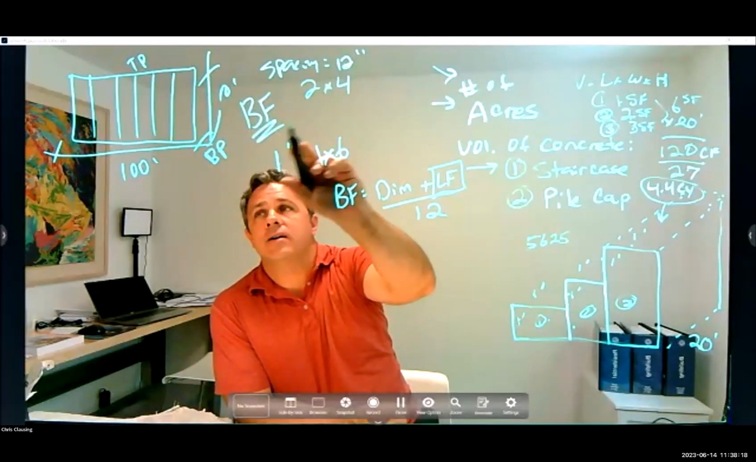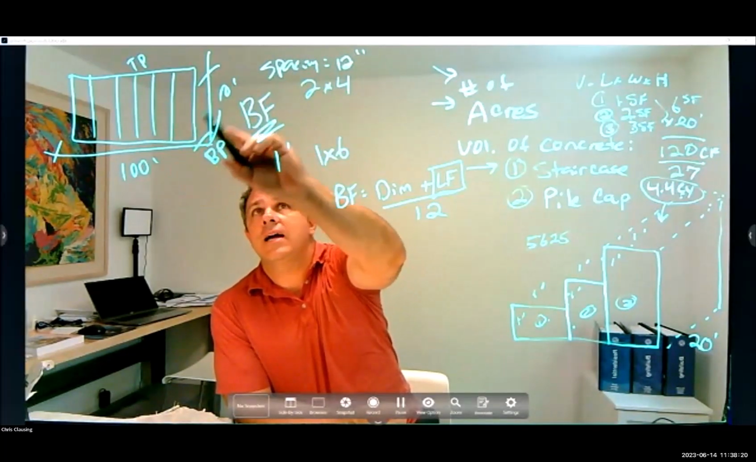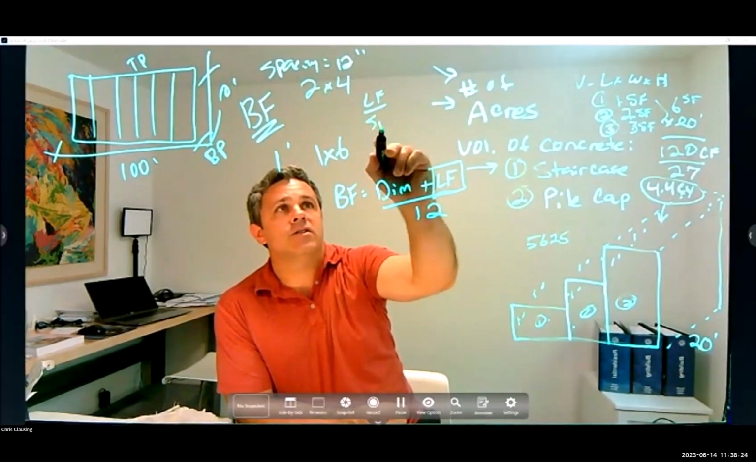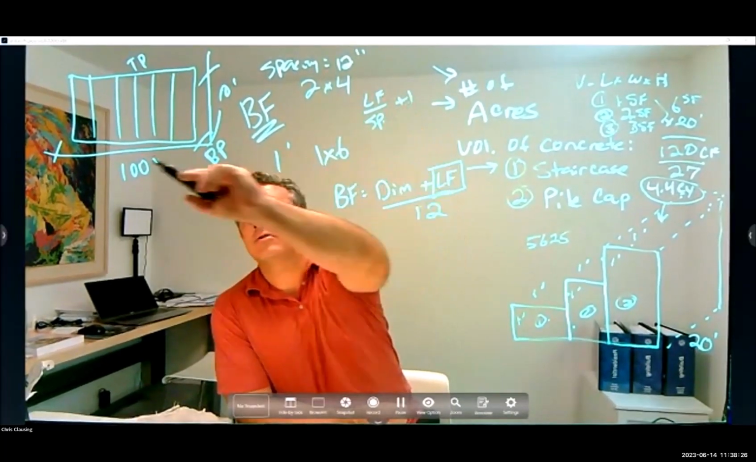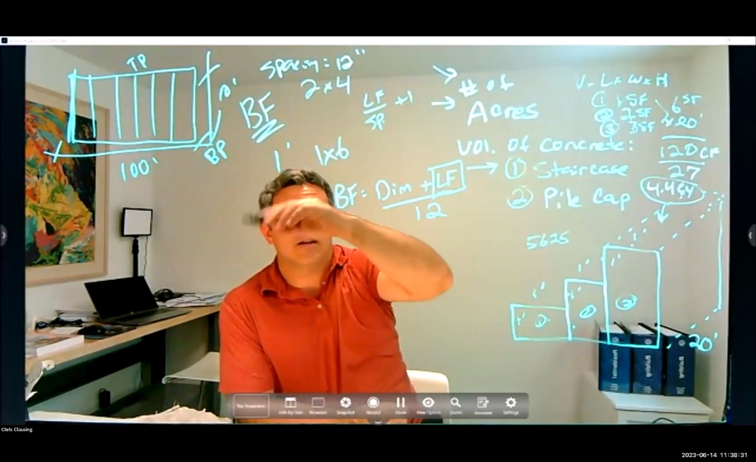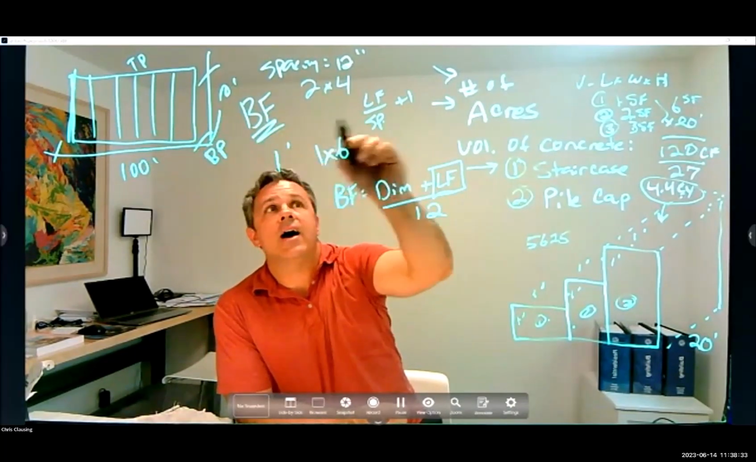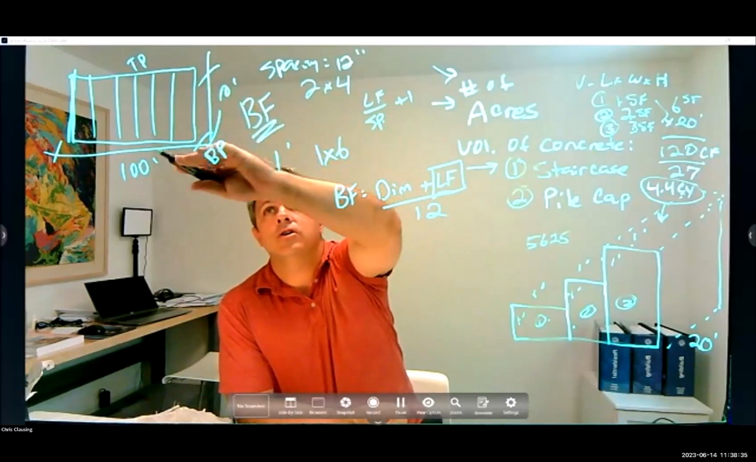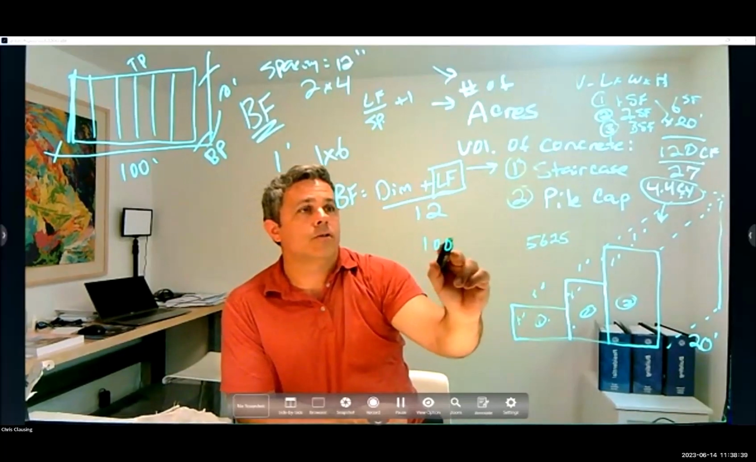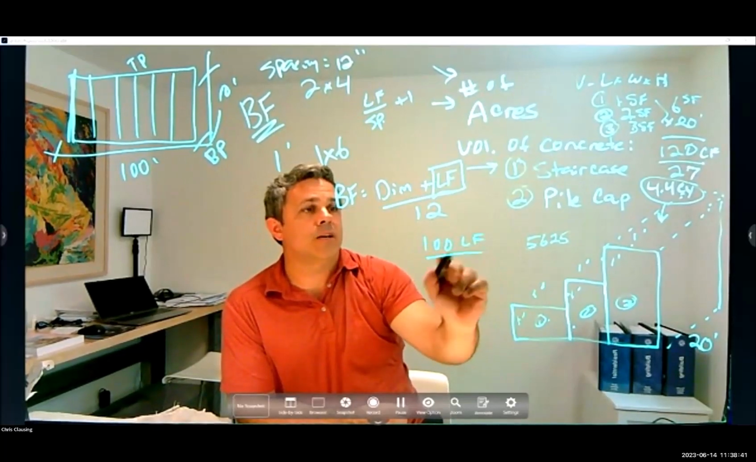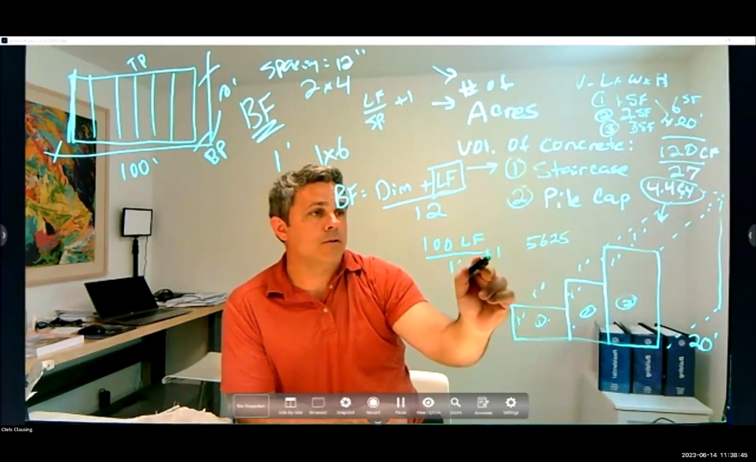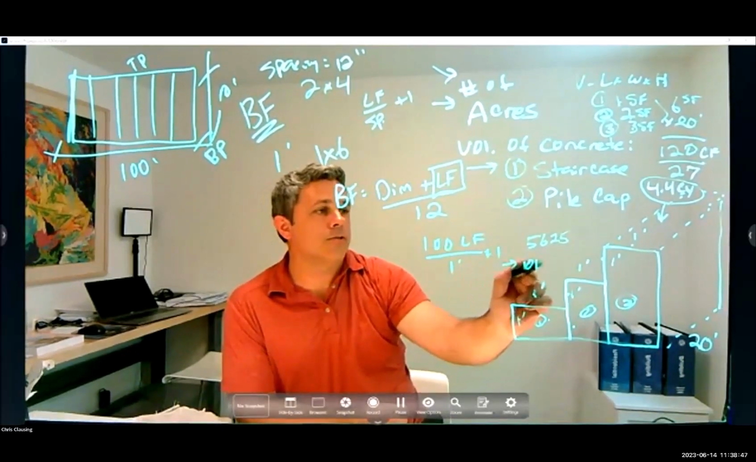So to find my number of studs, I need to take my total lineal footage divided by my spacing, and I have to add 1 because the first stud starts at 0. And again, the calculator does this as well. So if I have 100 feet of wall, I have 100 lineal feet divided by a spacing of 1 foot, then I add plus 1, right? I have 101 studs, right?